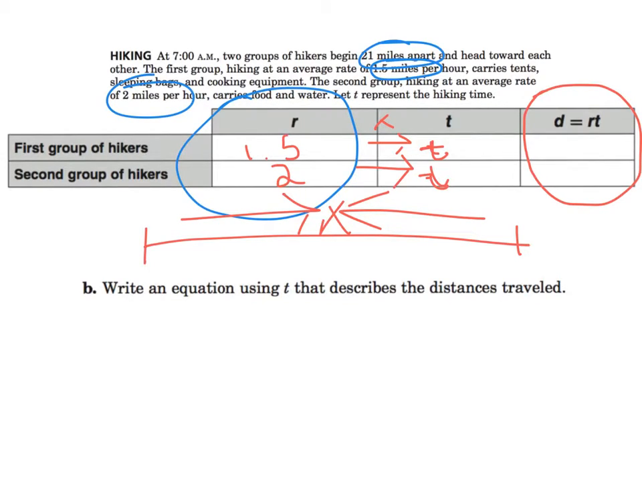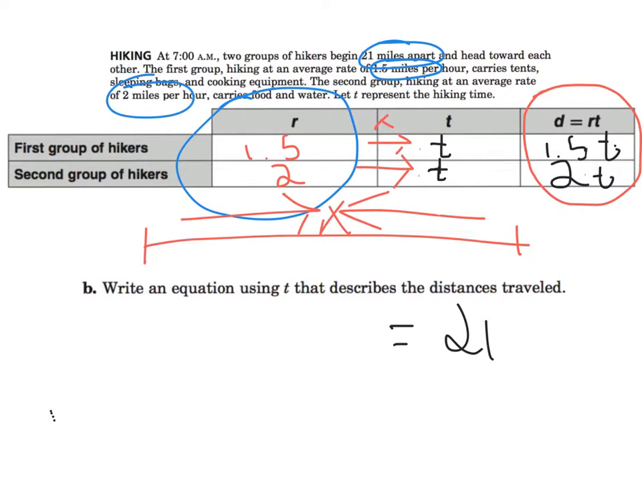And this will become 1.5t and 2t. So I went in there and I fixed up my t's for the variable parts in there. And now it needs to come to writing the equation using t that describes the distance traveled. Now, given the information that I circled, we know that the distance traveled is 21. So we'll set that equal to 21.